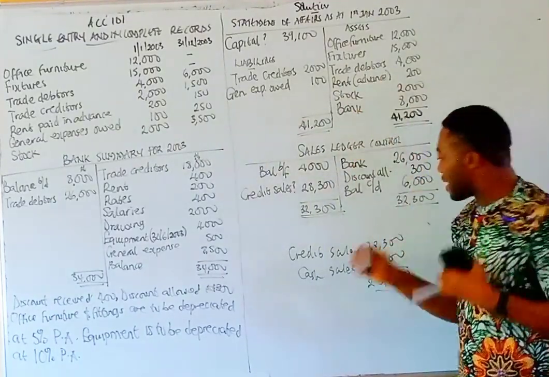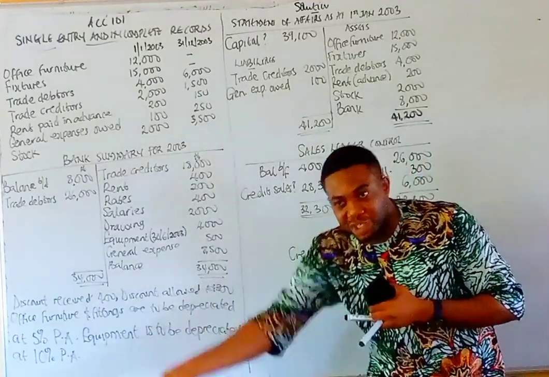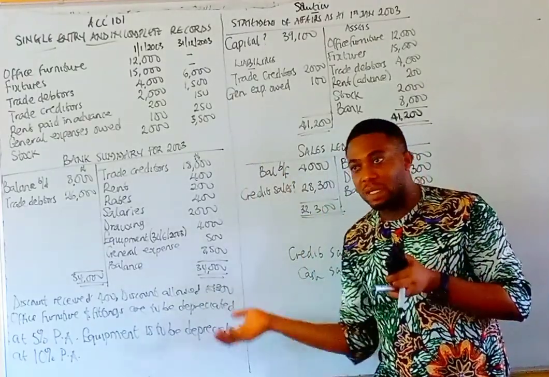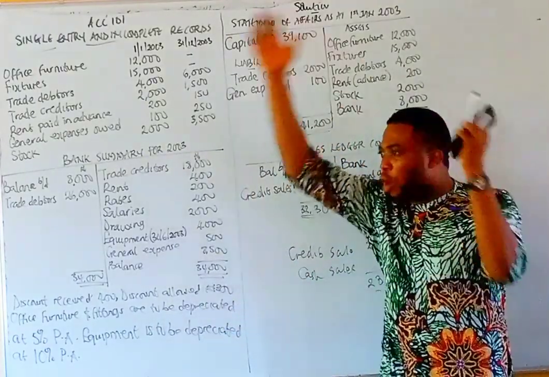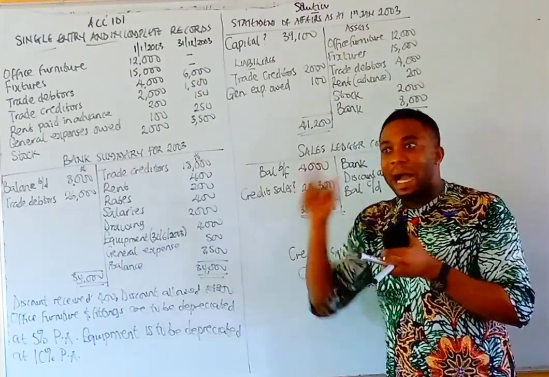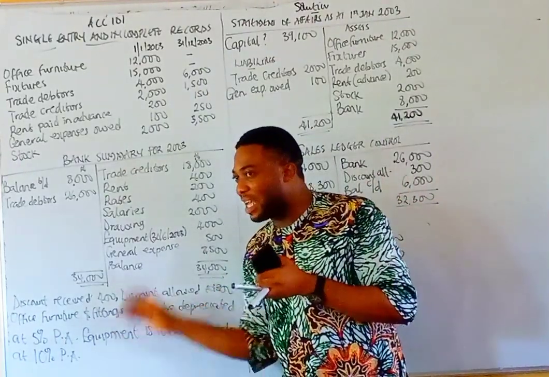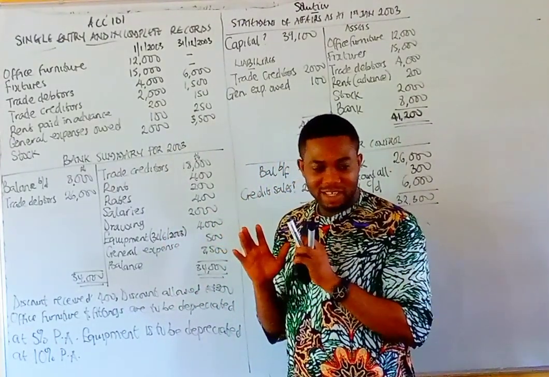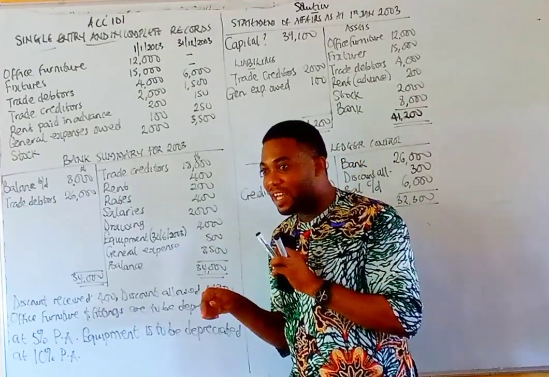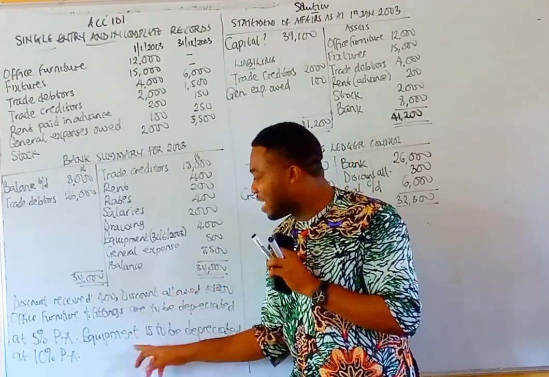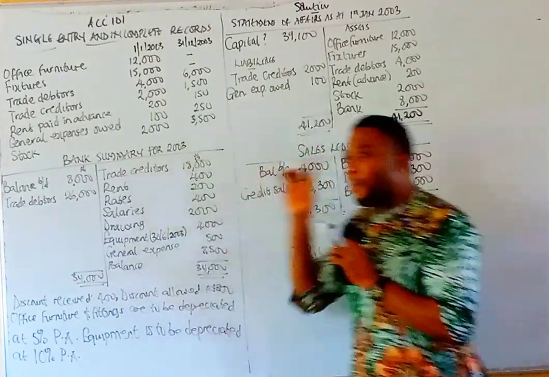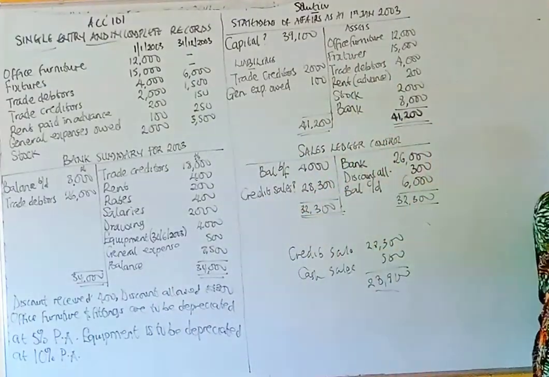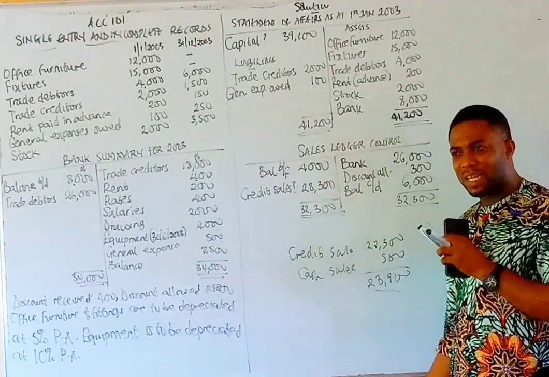Cash sales means you are selling to people and they are paying you cash immediately, while credit sales means you sold but you have not collected the money. So it is the totality of it that makes up all your sales. In case the question also has cash sales, it most likely might come in the additional information. But if you don't see it there, the credit sales become the total sales. It's simple to understand. I've explained it for you.